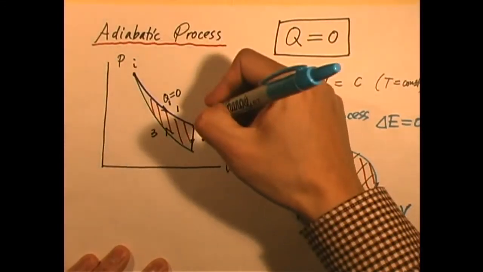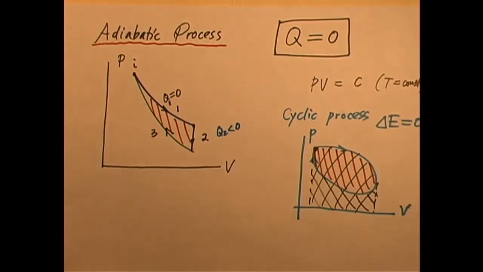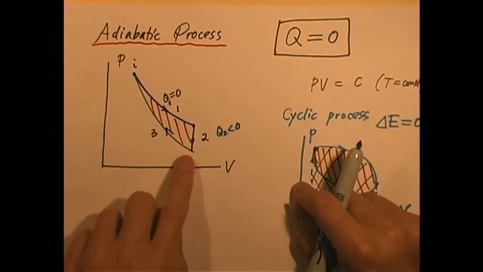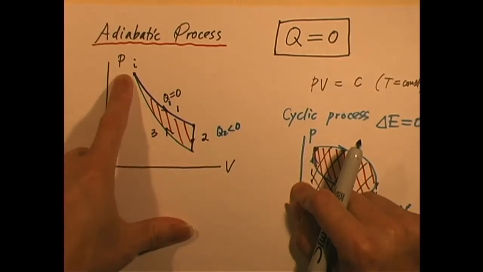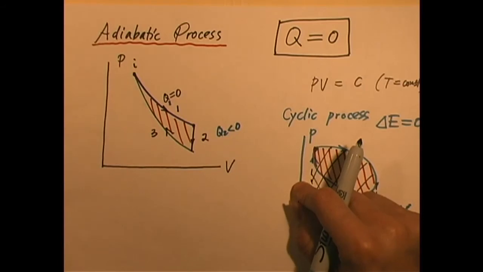Q1 equals 0 because it's adiabatic by definition. Now, look at the third step. The third step is isothermal. What does isothermal tell you? Isothermal tells us the temperature does not change. And again, since the internal energy for an ideal gas is proportional to its temperature, when the temperature does not change, that means the internal energy does not change.